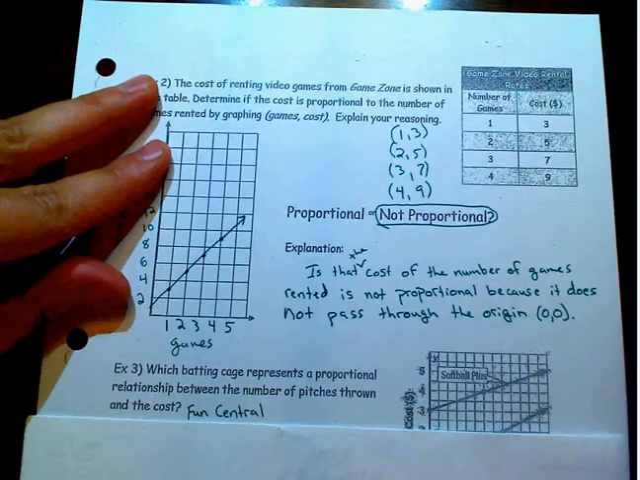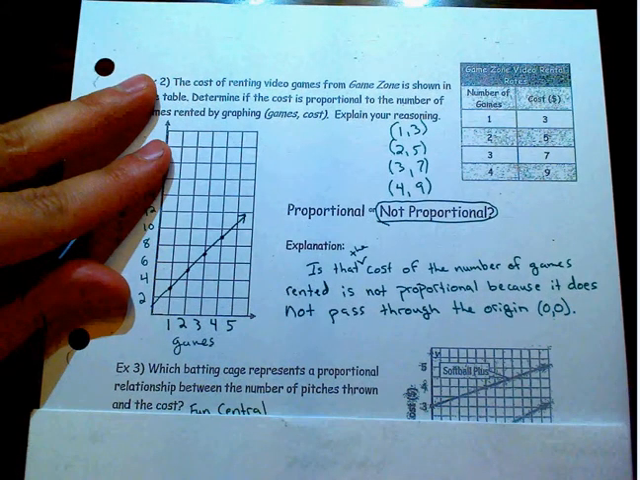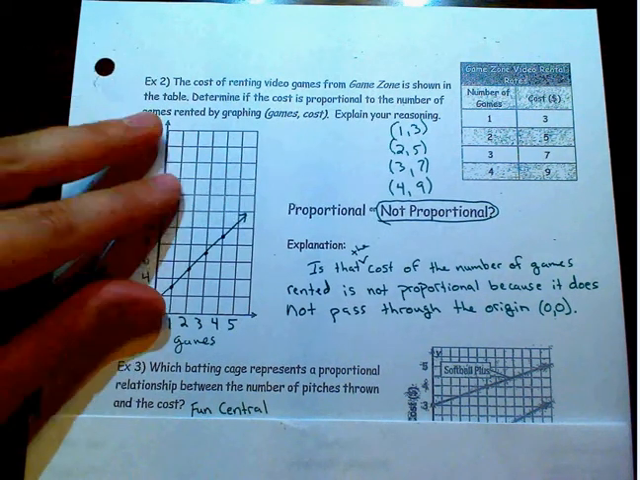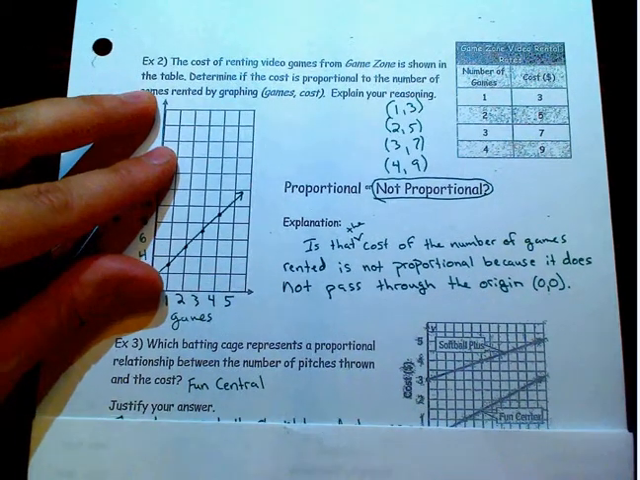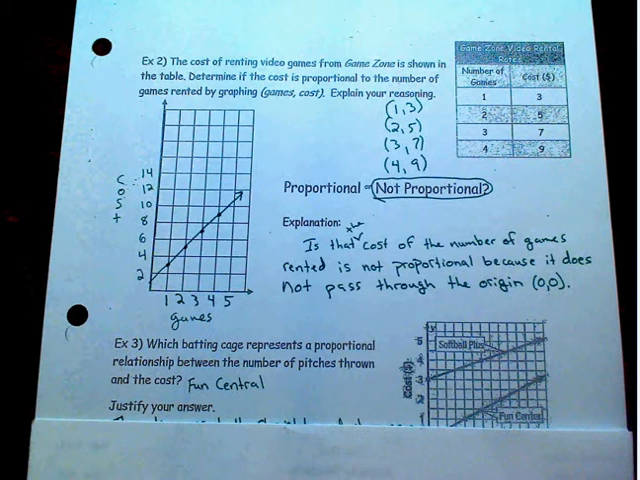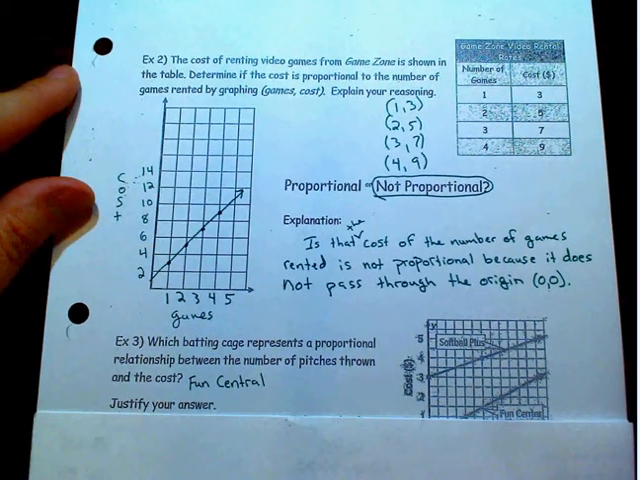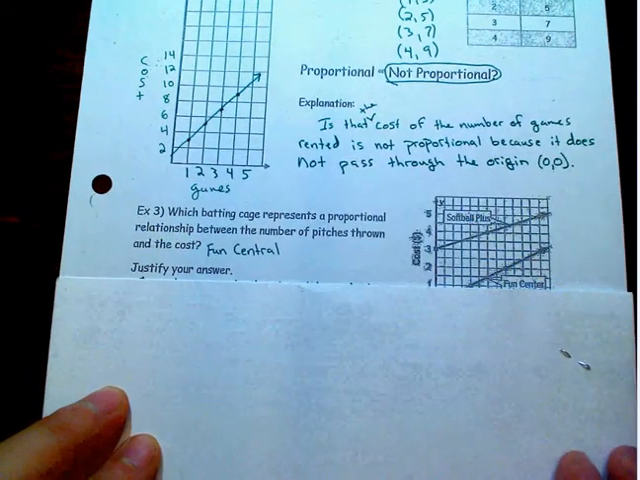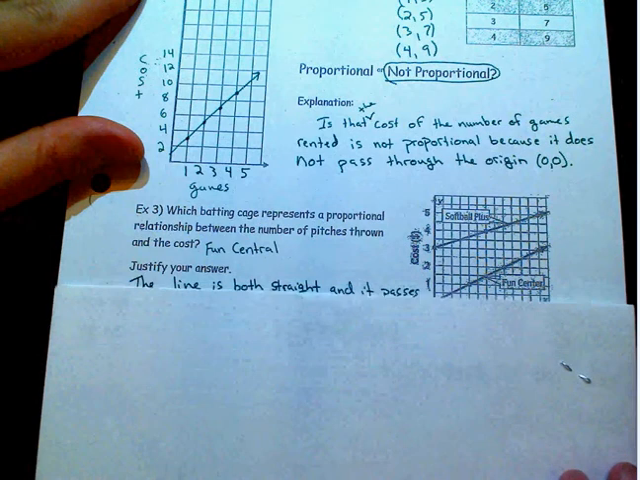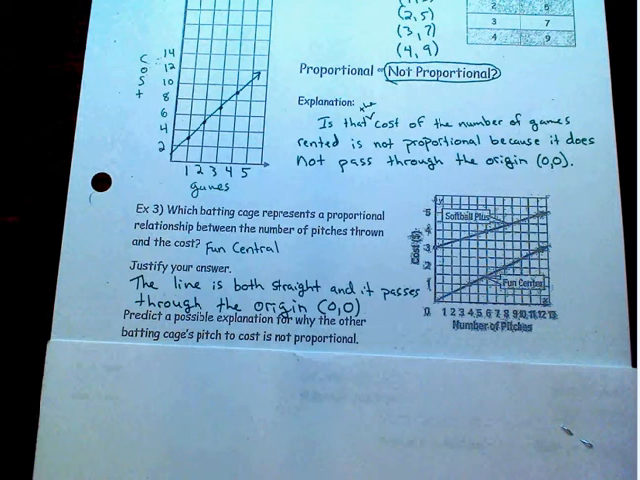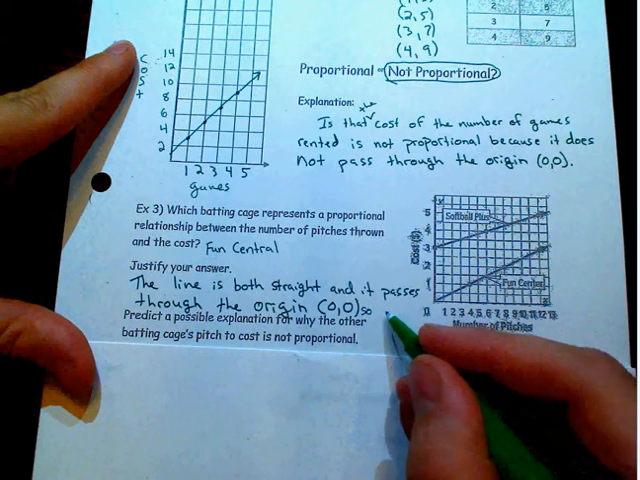Now, example 3. Which batting cage represents a proportional relationship between the number of pitches thrown and the cost? Take a look at Softball Plus and Fun Central and determine which one is proportional. Hint, hint, hint. Okay, and go through and justify your answer. Tell me why. Go ahead, pause the video now and go through and answer that question. Okay. The line is both straight and it passes through the origin 0, 0, so it is proportional.